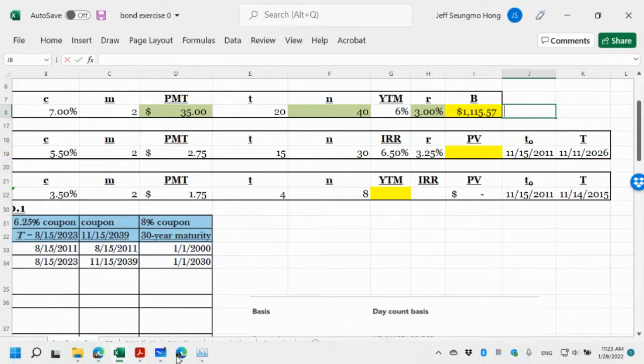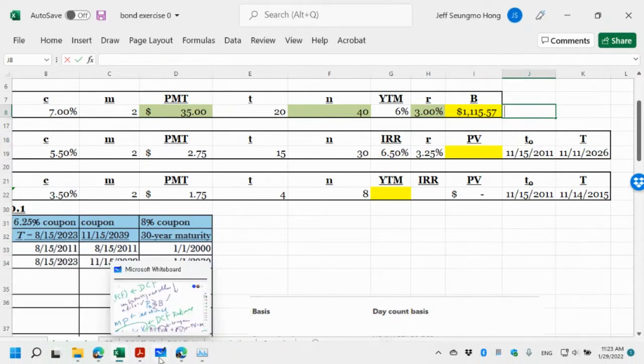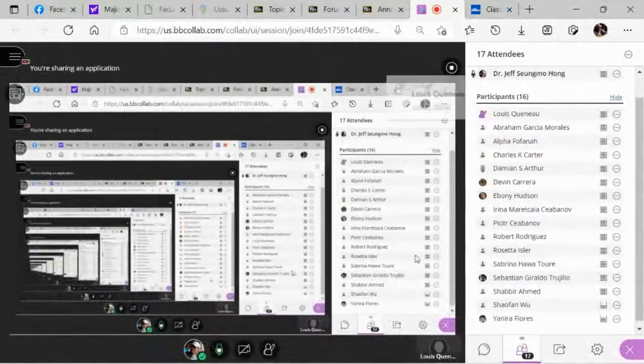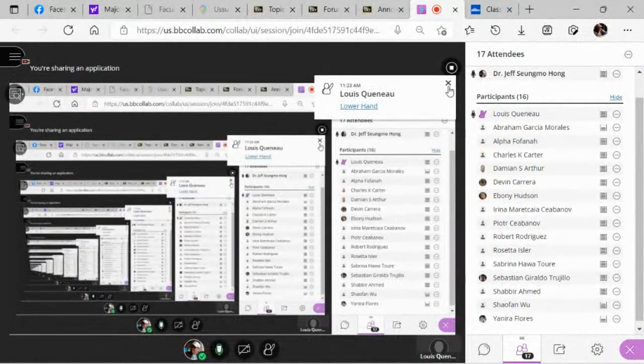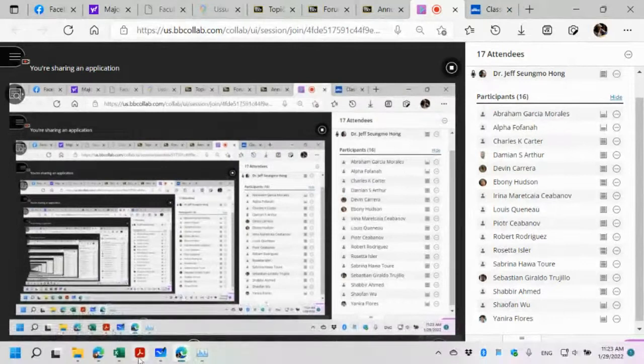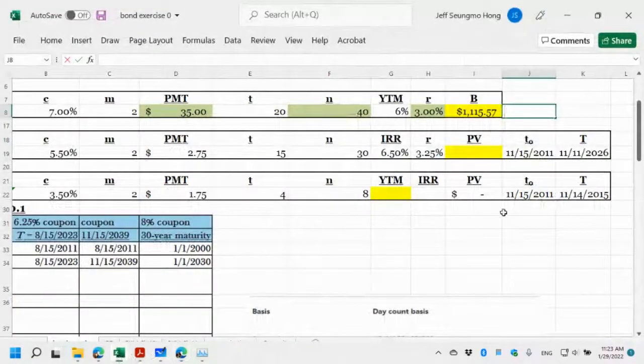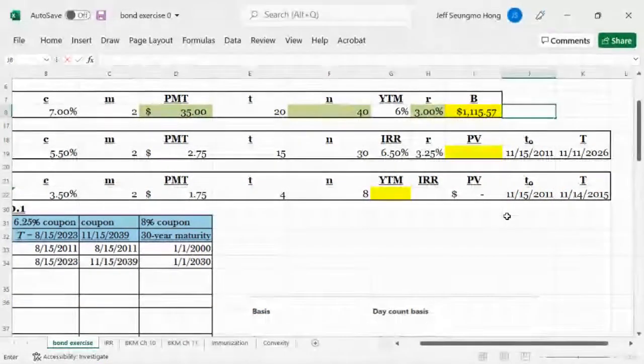So who used Excel's built-in function? Louis, yes. Good. Okay, so when you used it, did you make a distinction between cash inflow and cash outflow? No, I didn't. If you didn't, how could you arrive at the same result?